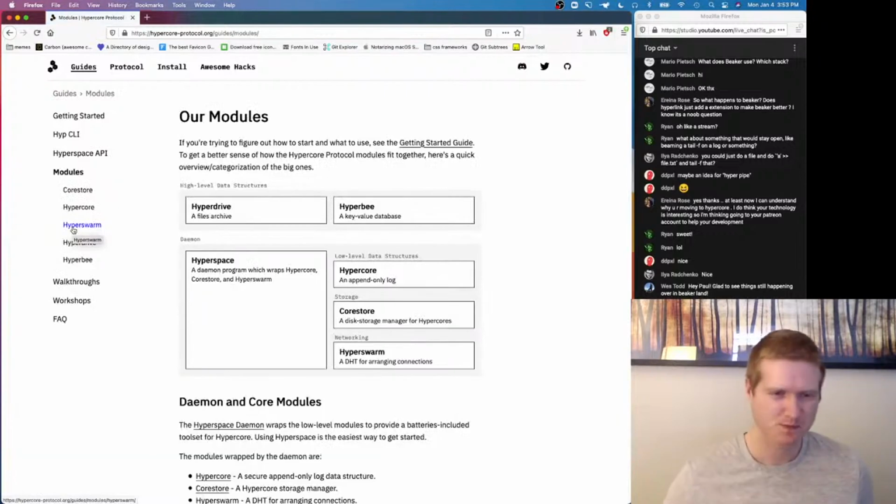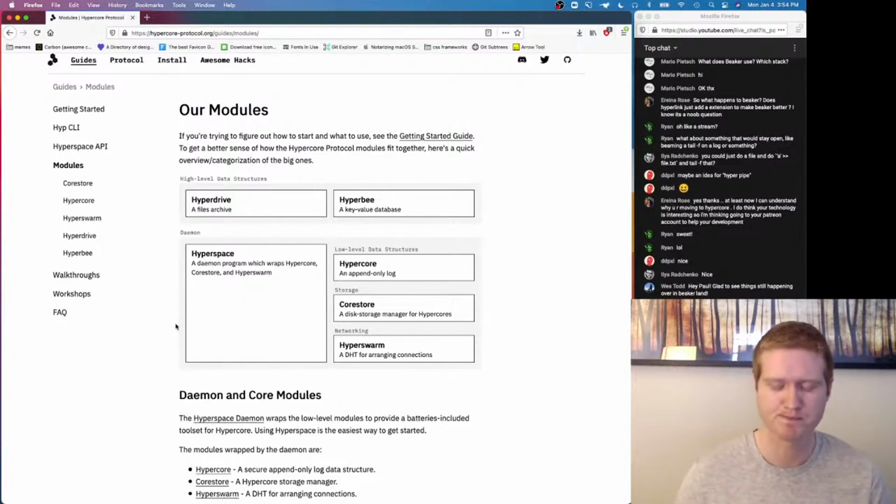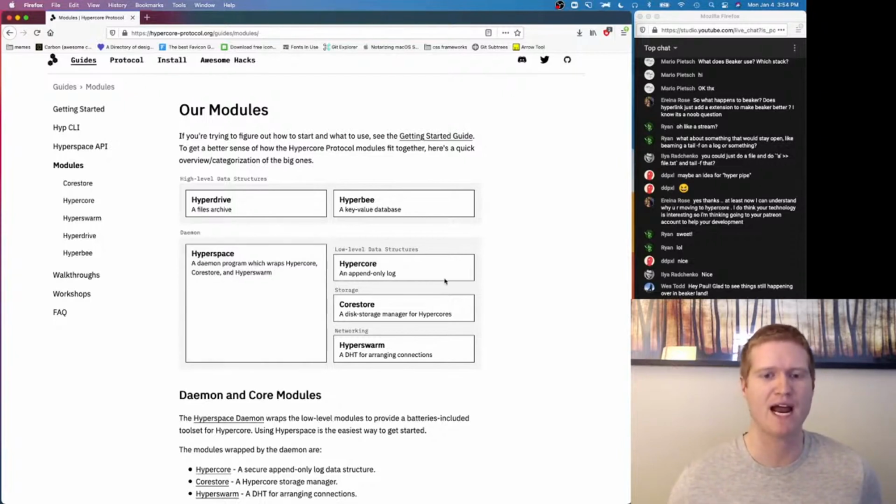So let's talk about the module stack here. This is a pretty good high level overview of what all is inside of the Hyper stack. The way to read this chart is you've got these two modules right here, Hyperdrive and Hyper-B, and they live on top of the core stack, right? And then the core stack right here, you have Hyperspace, which is the daemon, that's kind of batteries included, got everything handy for you. And then what Hyperspace wraps are these three modules right here.